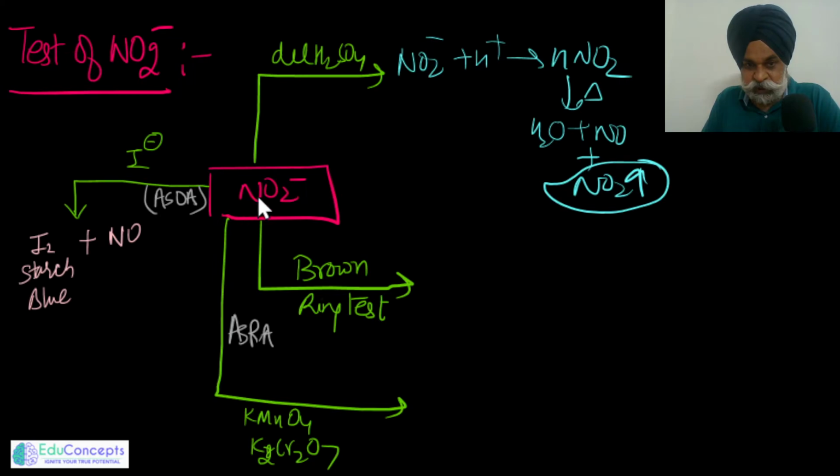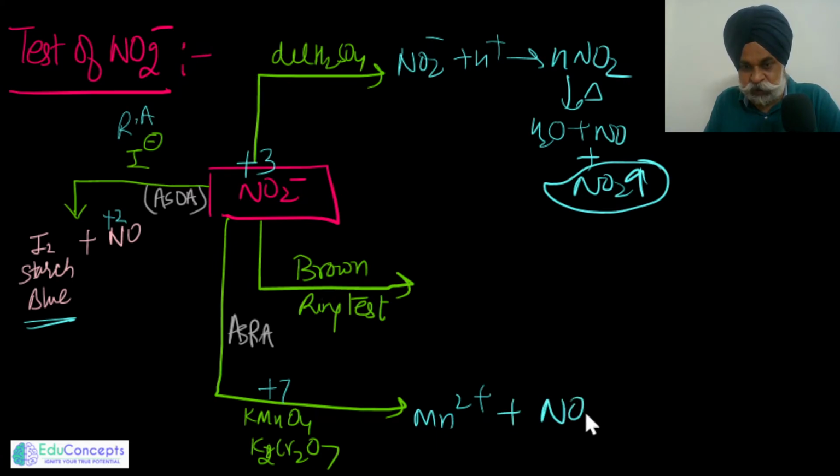As an oxidizing agent, it is in +3 oxidation state, and it goes to +2 oxidation state on reaction with iodide, which acts as a reducing agent, and iodine along with a small amount of starch would give you a blue color. And as a reducing agent, which is very popular, it can react with KMnO4 or K2Cr2O7. So it goes from +7 to +2 along with NO3 negative as a nitrate, and this goes from +6 to +3 as a green solution, and here it would change into nitrate ion.